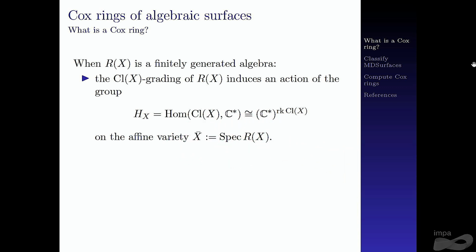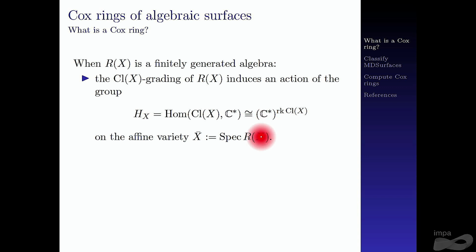And moreover, it is easy to see that if you have a finitely generated algebra together with a grading, in this case by K or CL of X, this induces an action of a group on the affine variety, and this group is the group associated to the grading in this way. So if you take homomorphisms from CL of X to C star, so from the grading group to C star, in our hypothesis this CL of X was free, so this is just a torus whose dimension is the rank of the divisor class group.